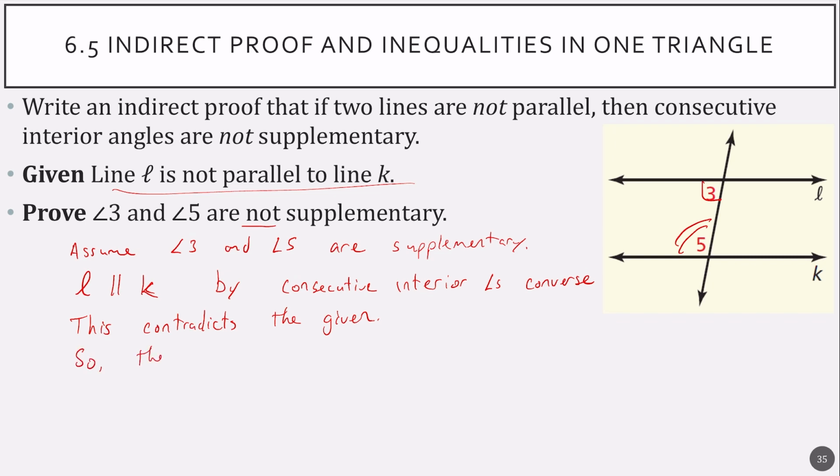So, the assumption is wrong. And angle 3 and angle 5 are not supplementary. We eliminated the other option, that they were supplementary, showed that that was wrong, thus the only remaining option, they're not supplementary, must be true.